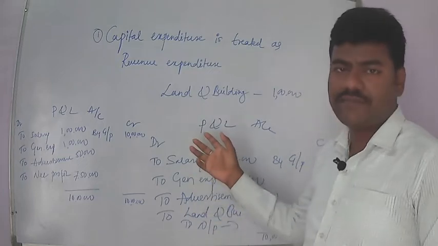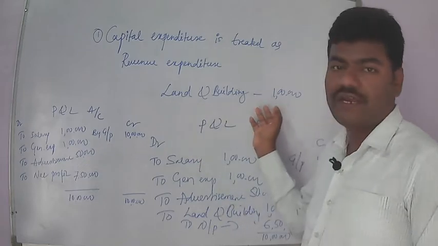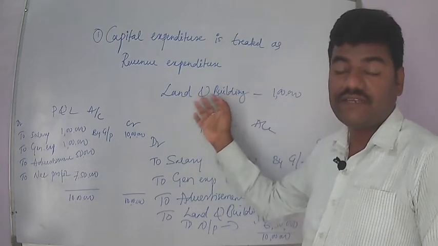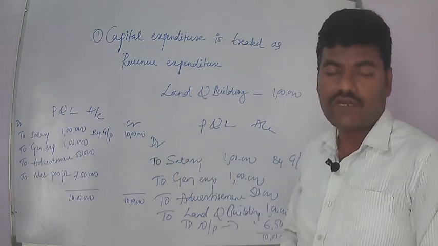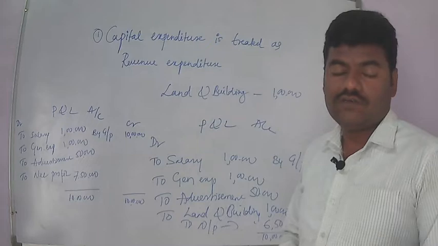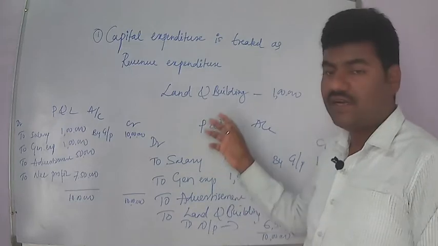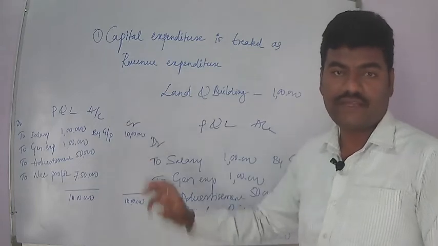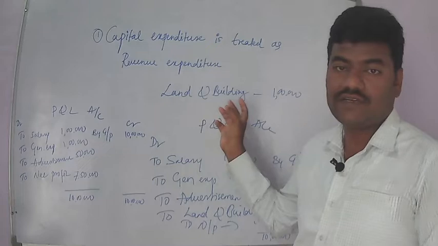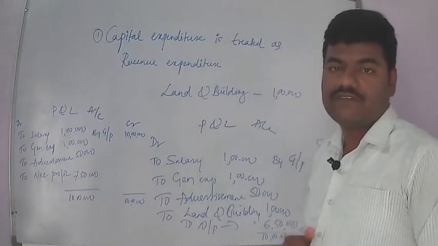I have taken an example: purchase of land and building, rupees 1 lakh. Where exactly should it be recorded? It has to be recorded on the asset side of the balance sheet, but it has been wrongly recorded on the debit side of the profit and loss account. This is the meaning of capital expenditure being treated as revenue expenses.